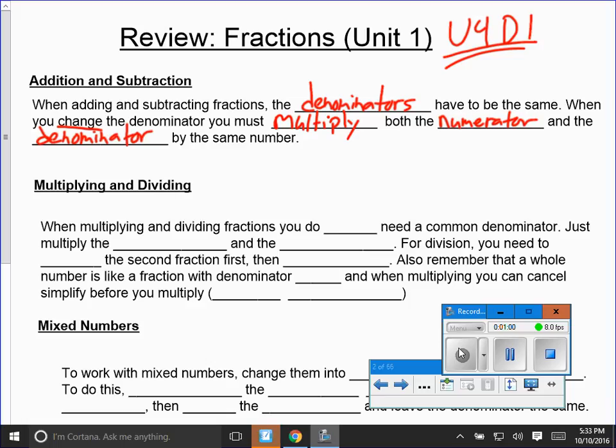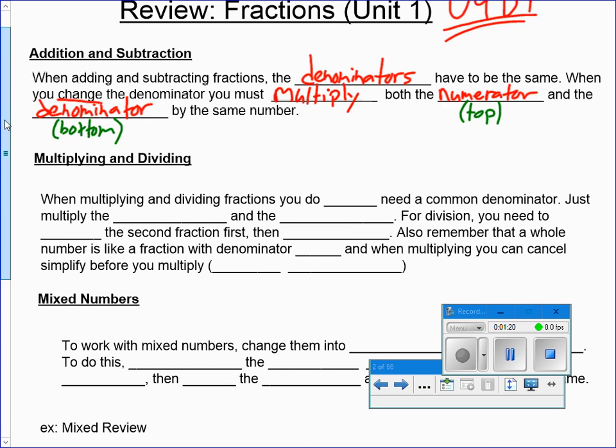Alright, just reading some of our vocabulary. Numerators we call the top of a fraction, and denominators we call the bottom of a fraction. Alright, so that's for adding and subtracting. Look for a common denominator. Make sure we're multiplying both the top and bottom by whatever number we're using to change the denominator.